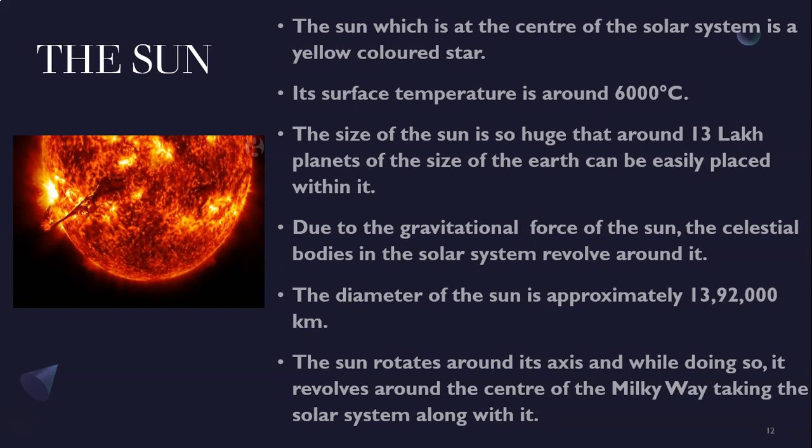The diameter of the sun is approximately 13,92,000 kilometers. That's huge, unimaginable. The sun rotates around its axis, and while doing so, it revolves around the center of the Milky Way, taking the solar system along with it.